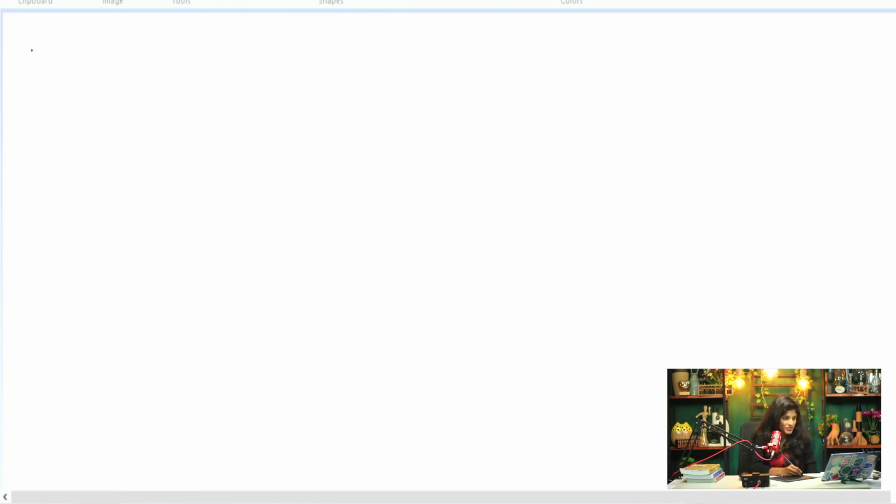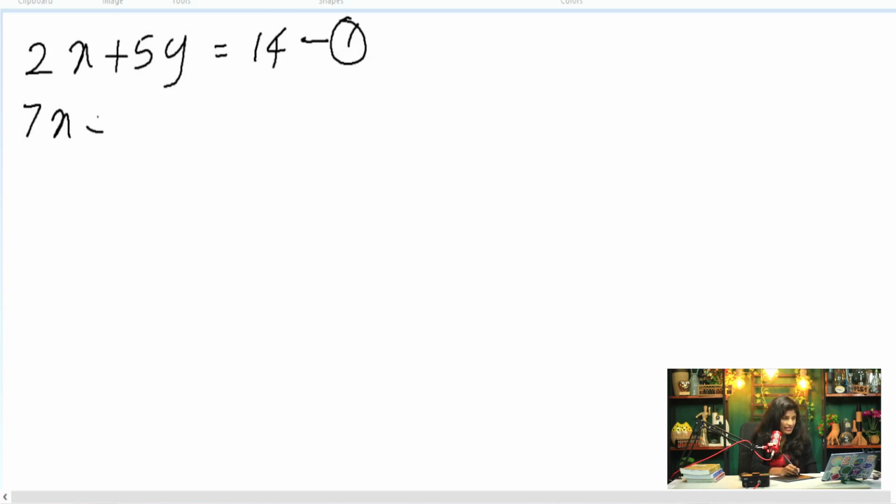So our next question is 2x plus 5y equals 14. This is a little bit harder. This is equation 1. And my equation 2 is 7x plus 3y equals negative 9. So guys, here I have 2x and 7x. I can't make 7x from 2x, no. I can't multiply 2 by any number to get 7. And the other way around, I can't multiply 3y to get 5.